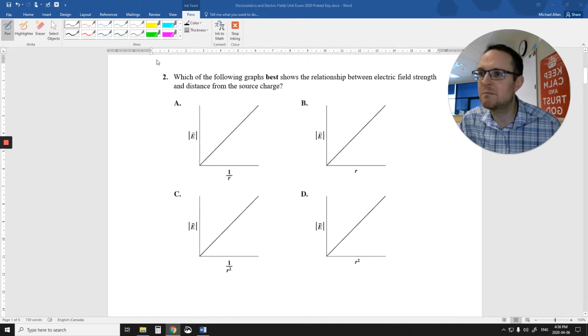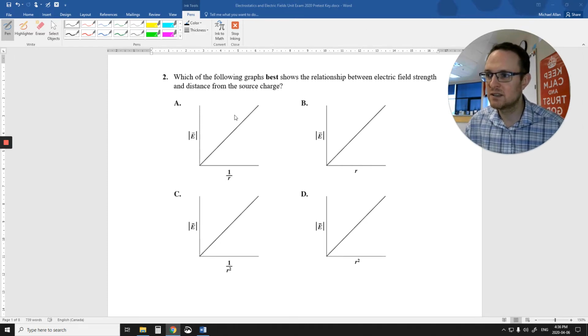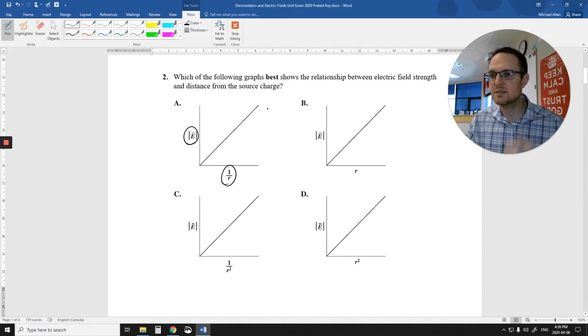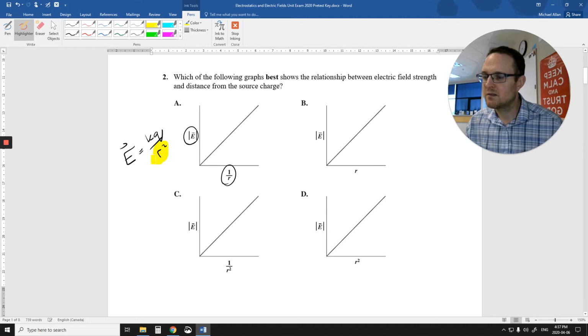Okay, so which of the following best follows the relationship between electric field, so E with a little vector arrow on it, so that's my electric field there, and the distance from the source charge. So this is more or less a point charge system. So if you remember correctly, the formula for this is going to be kQ over r squared. Now the key is that this is r squared. So also it's 1 over, it's on the bottom in the denominator. So these are my two variables.